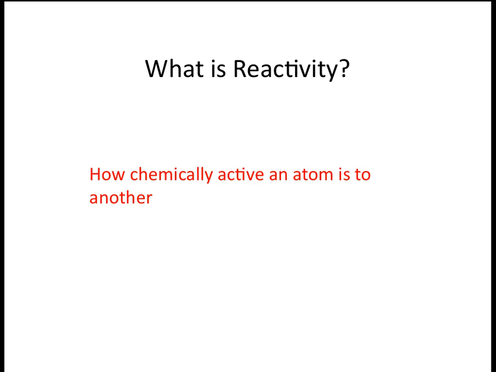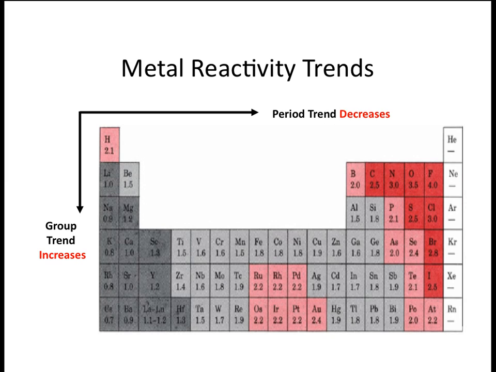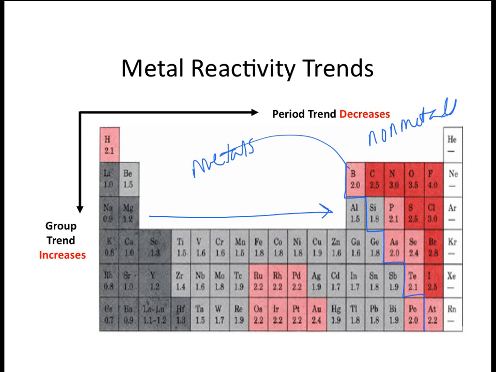The last property we're going to talk about is reactivity, how chemically active or reactive an atom is to another atom. We're going to first look at the metals, so I'm going to draw in the staircase line that separates our metals from our nonmetals. And then we'll state the trend, which is as you go across, metal reactivity is going to decrease, and as you go down, it's going to increase.